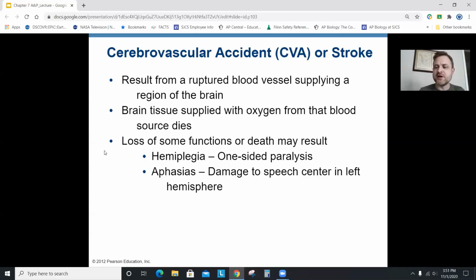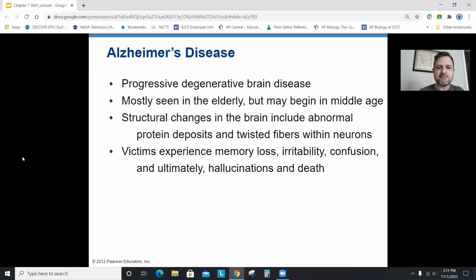Again, it's when the blood supply to your brain gets cut off either due to a rupture or a blood clot. Alzheimer's disease is a progressive degenerative brain disease.